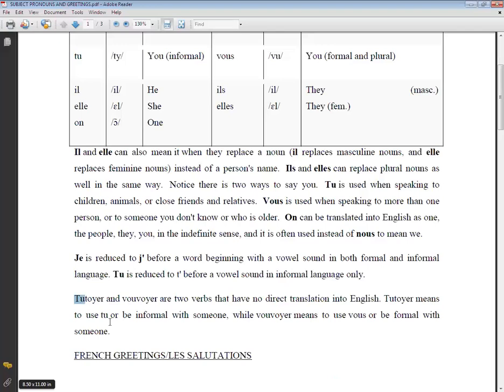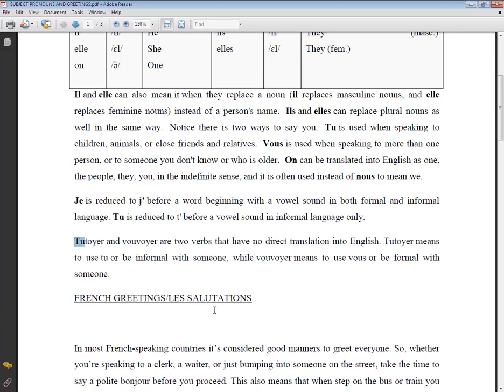Tutoyer is a verb, which means you address someone in a familiar manner. To address someone as tu. And then vouvoyer is to address someone as vous. Those are two verbs. So tutoyer means to use the tu or the informal with someone, while vouvoyer means to use vous or be formal with that person. So just take your time. You will read this. I think it is very clear as it is explained, so that you just understand based on what I had explained earlier.